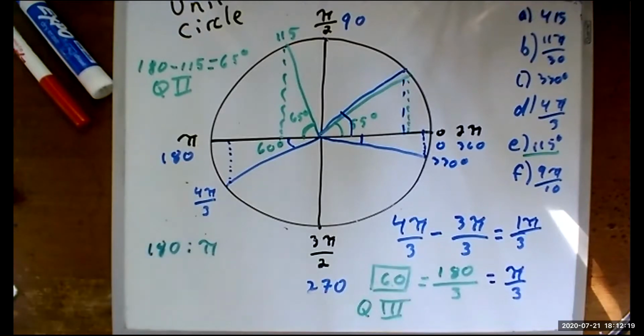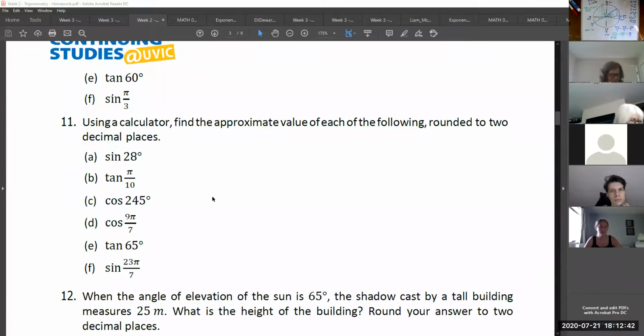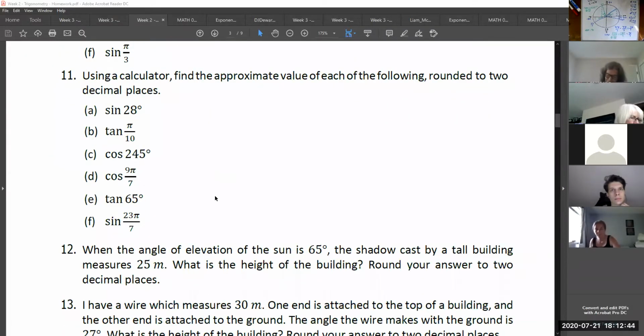Any other questions on that before I move on? Okay, good. So next, in order of the questions as they are listed, we're going to move on to question 11. This is largely a calculator question. Using a calculator, find the approximate value of each of the following rounded to 2 decimal places.